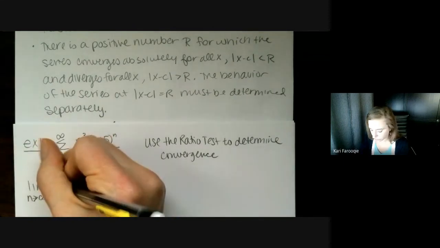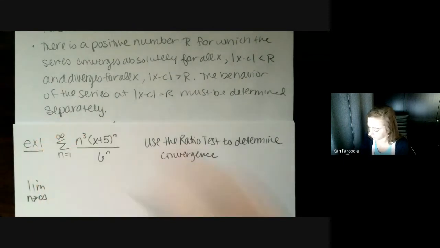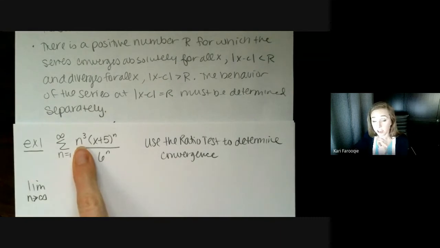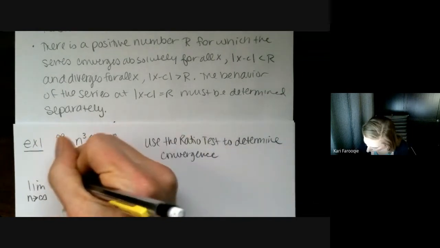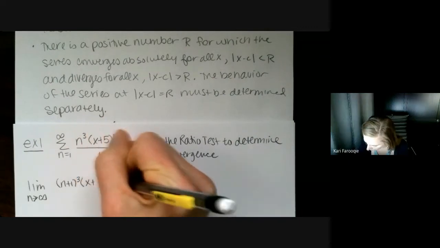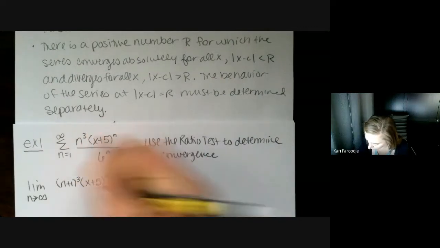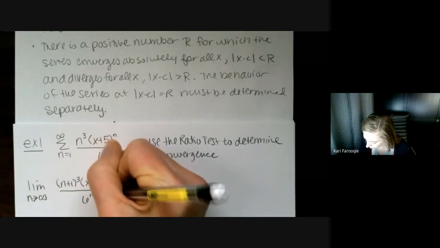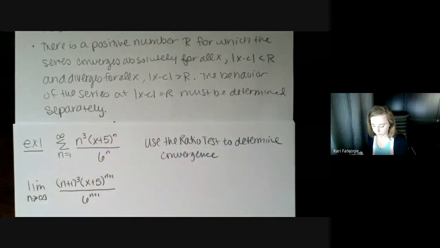So you're going to start out with the n plus 1th term. Remember, this is the n plus 1th, not the x plus 1th. You're only going to be using n plus 1 wherever you see n. It's not any variable, it's just n. So I'm going to take n plus 1 cubed times x plus 5 to the n plus 1 divided by 6 to the n plus 1.